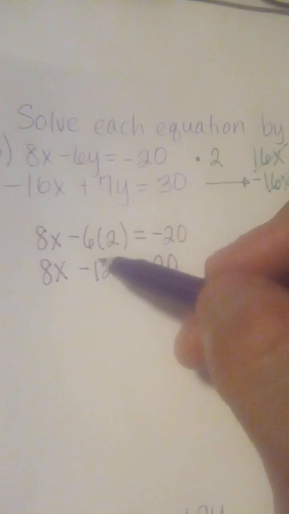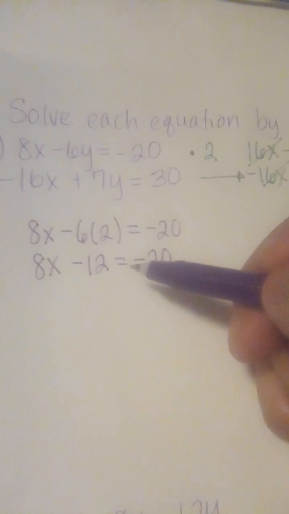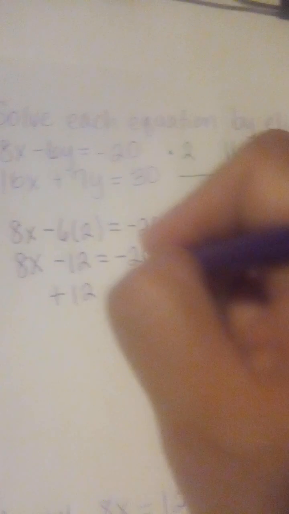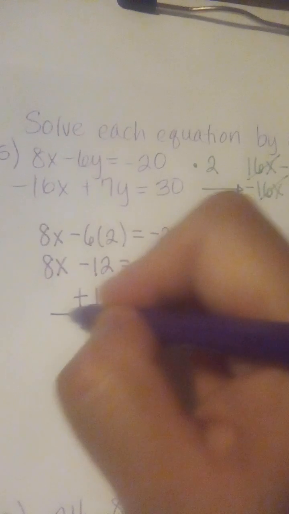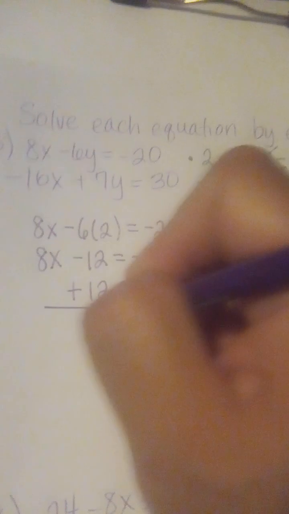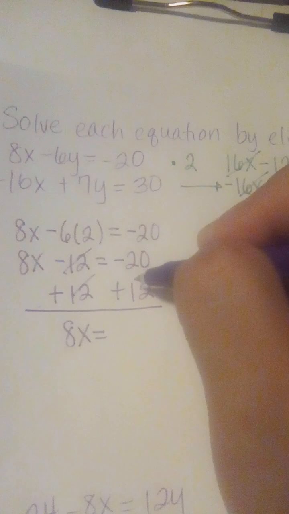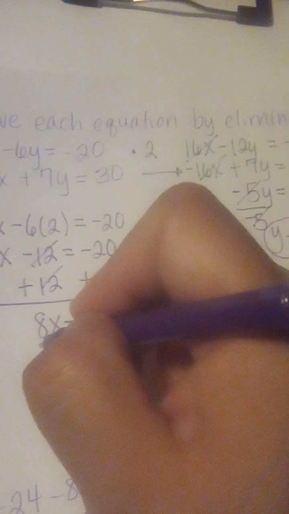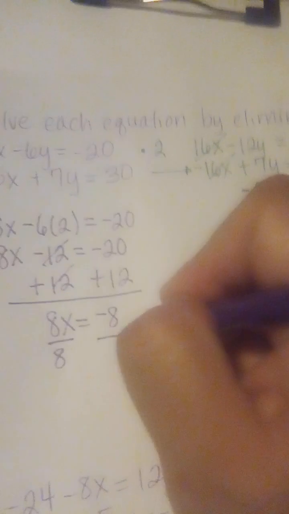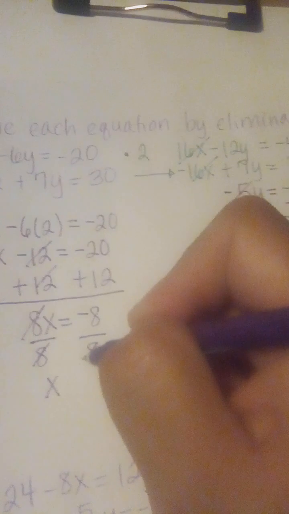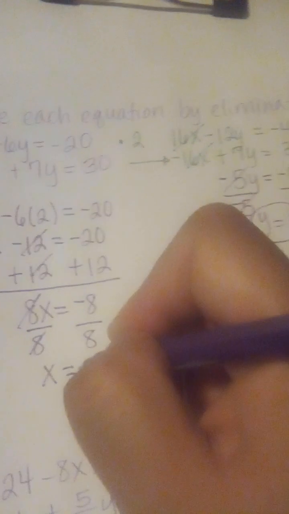And then we could do the simple arithmetic. This will be a positive 12. So we add 12 to both sides of the equation. Bring down the x, 8x. Cross out the 12s. We got negative 20 plus 12, which is negative 8. Then you divide both sides of the equation by 8. Cross out the 8 on the side of the x. Bring down the x. We got negative 8 divided by 8. That gives us a negative 1.